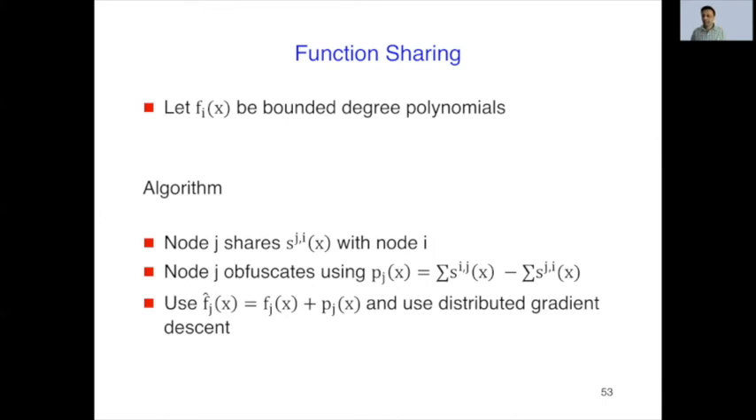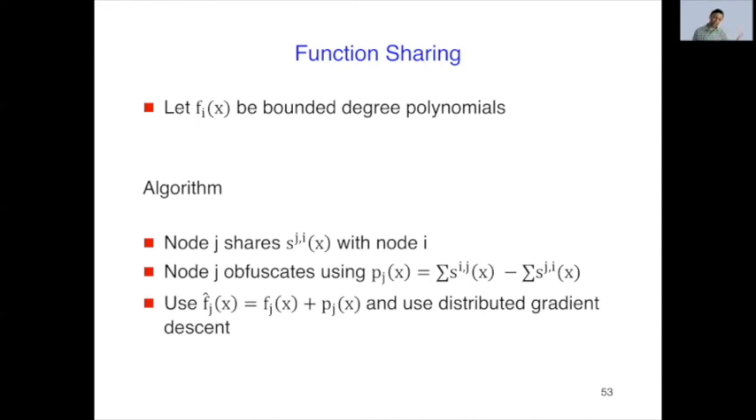There is yet another view of what's happening here that is similar to the function splitting scheme. So let me talk about that for a minute, and then we'll conclude the presentation today. Remember that each agent has some cost function f_i. For the analysis of this particular scheme, we assume that the function is a bounded degree polynomial of some known degree, a known upper bound of the degree.